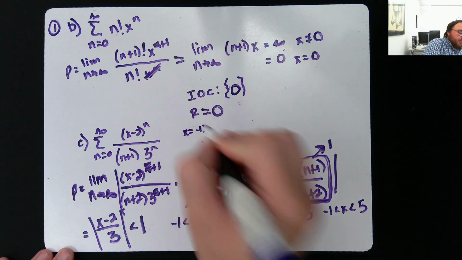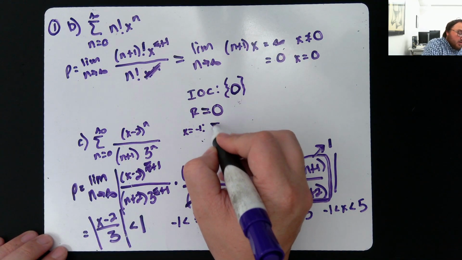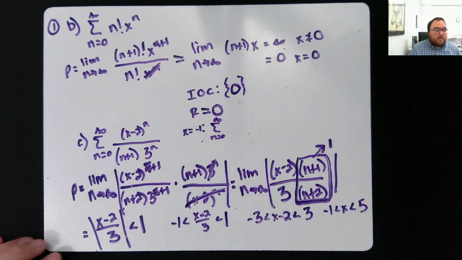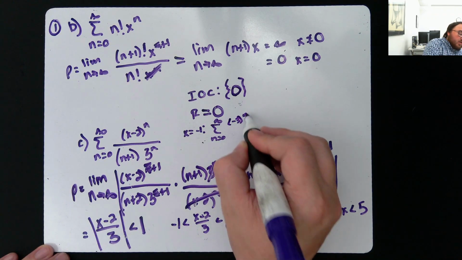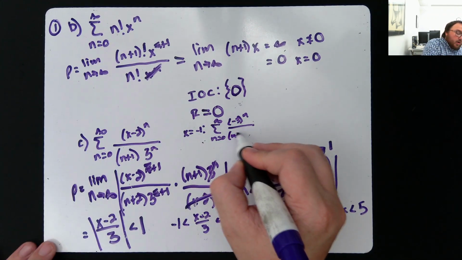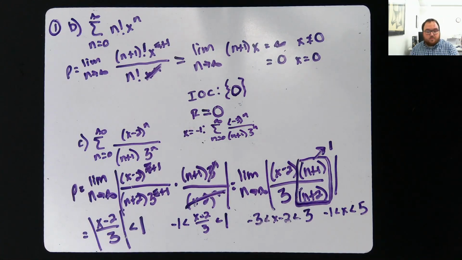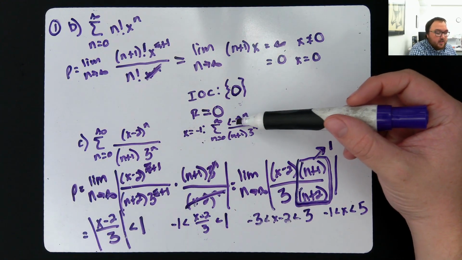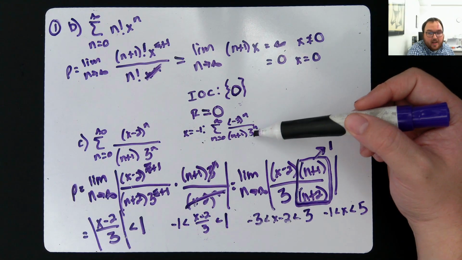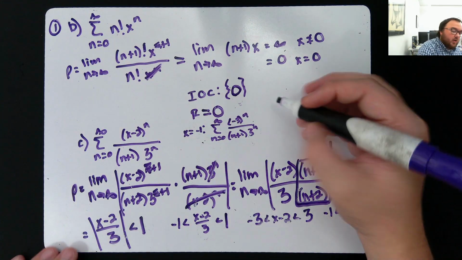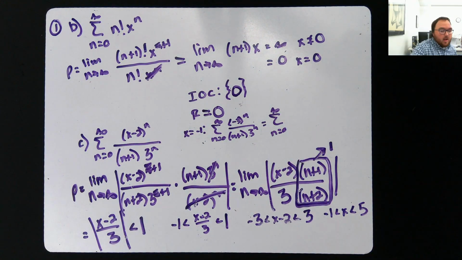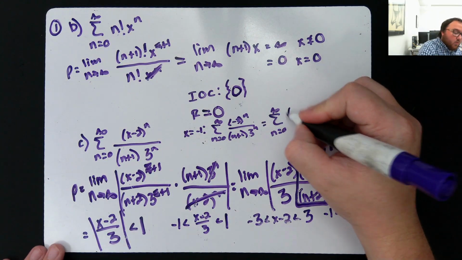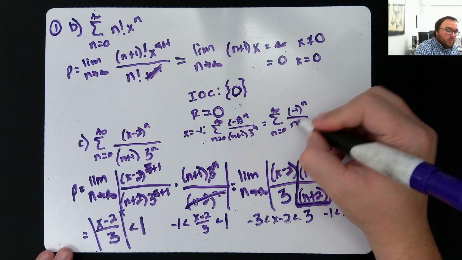X equals -1. That makes the sum from n equals 0 to infinity. Plug in the -1 here. -1 minus 2 is -3, over (n plus 1) times 3 to the n. So let's see what happens here. I have -3 to the n. It looks a lot like 3 to the n except for the minus sign. So I can cancel these out, leaving me with (-1) to the n over n plus 1.